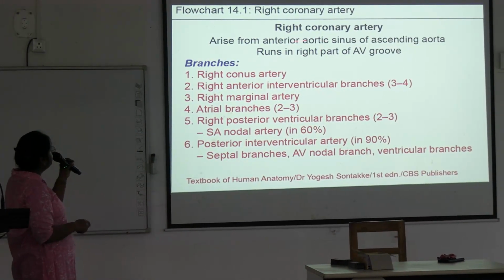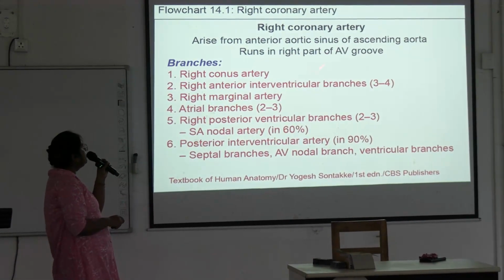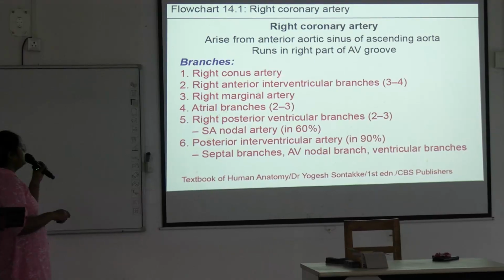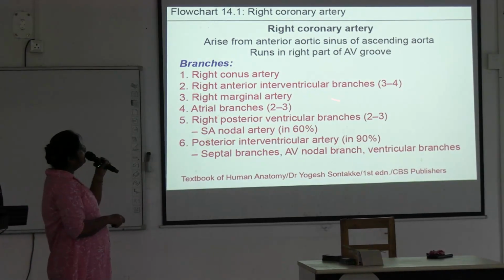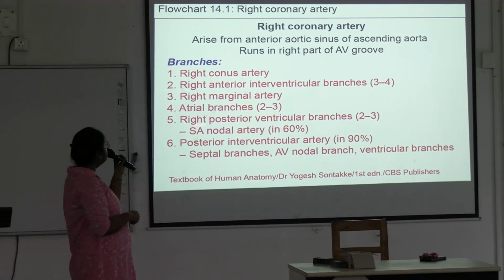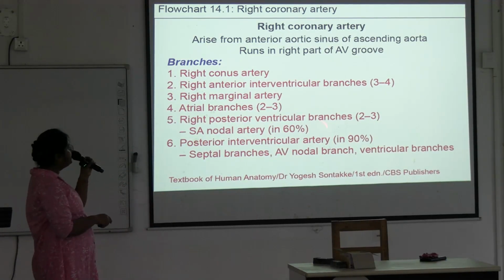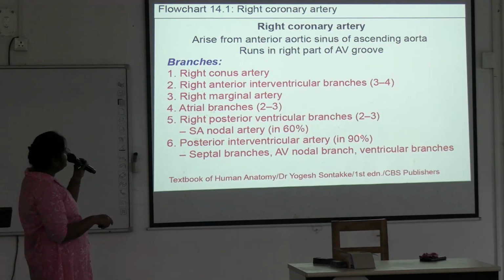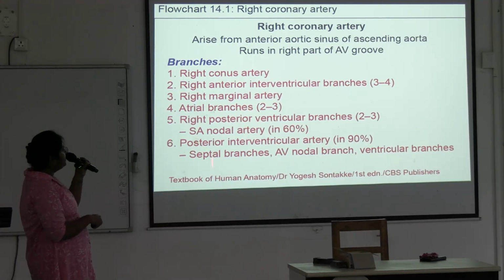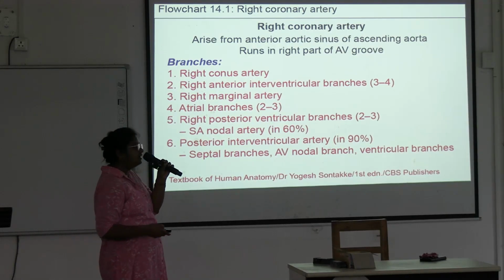Next. So these are the branches. The right coronary artery arises from the anterior aortic sinus of the ascending aorta, runs in the right part of the atrioventricular groove and gives these branches: right conus artery, right anterior ventricular branches 3 to 4, right marginal artery, atrial branches 2 to 3, right posterior ventricular branches 2 to 3. From here, one is the SA nodal branch in 60%, and the posterior interventricular artery is given in 90% of individuals, and it also gives the septal branch, AV nodal branch and ventricular branches. So all these are branches of the right coronary artery.